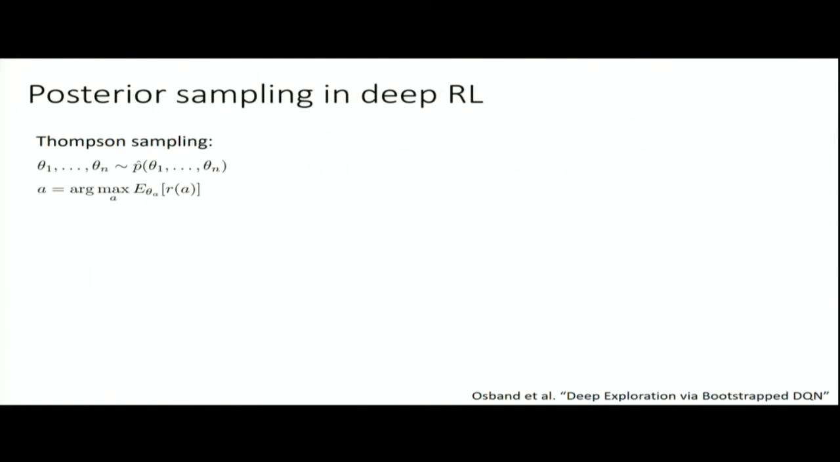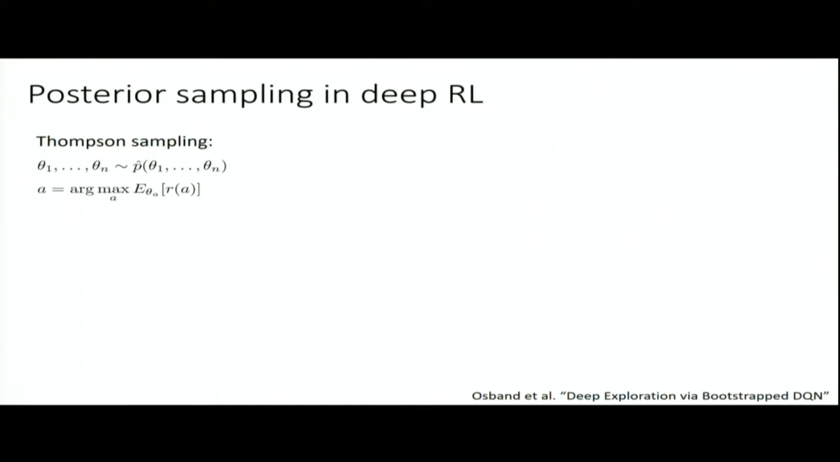So in Thompson sampling, the idea was that you would somehow fit this distribution p hat theta 1 through theta n, and then when it comes time to act, you would sample a particular set of thetas from that distribution, and then pretend as though those were the true thetas and act optimally with respect to that sampled model. So that was Thompson sampling for bandits.